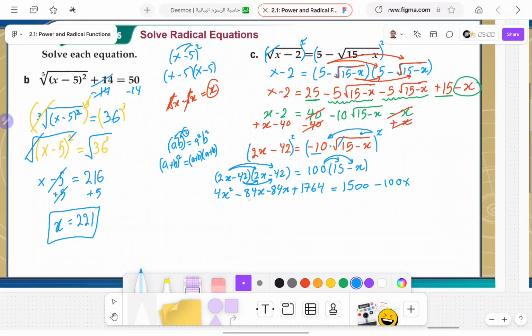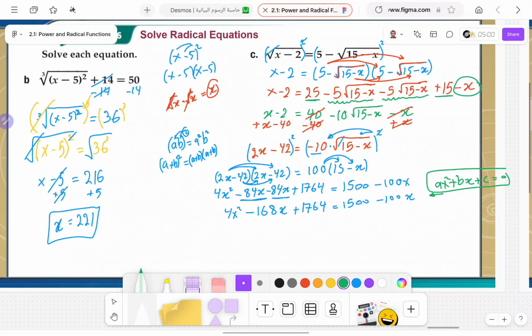Okay, now add the like terms. As you can see, I have here negative 84 and negative 84, so it becomes 4x squared, negative 168x, plus 1764 equal to 1500 minus 100x. Now as you can see, the equation is back as a quadratic function. If you remember, I told you we need to rewrite this one in the standard form of the quadratic function, ax squared plus bx plus c equal 0.